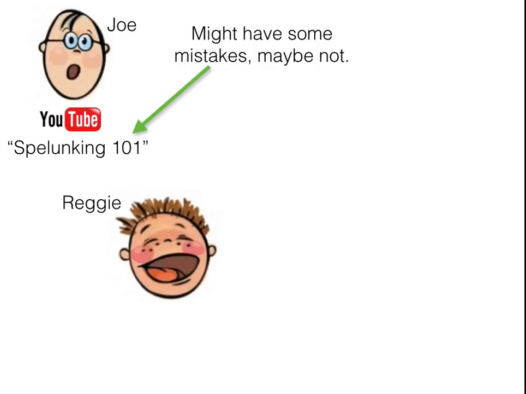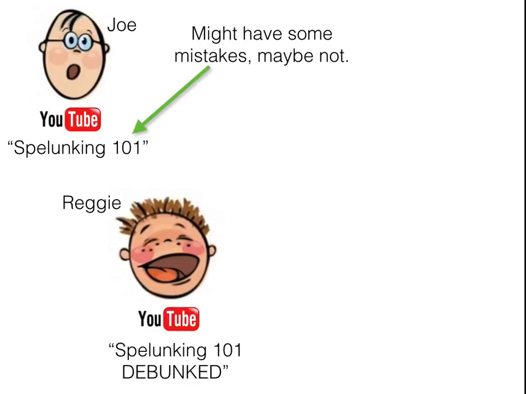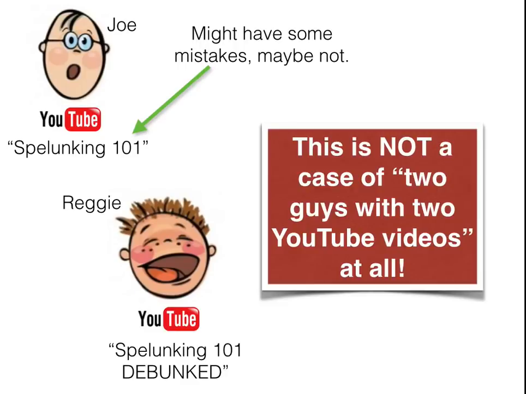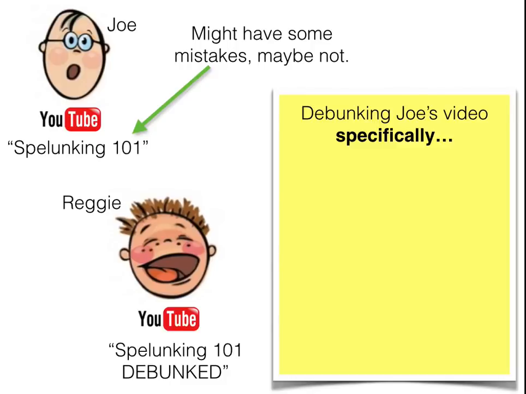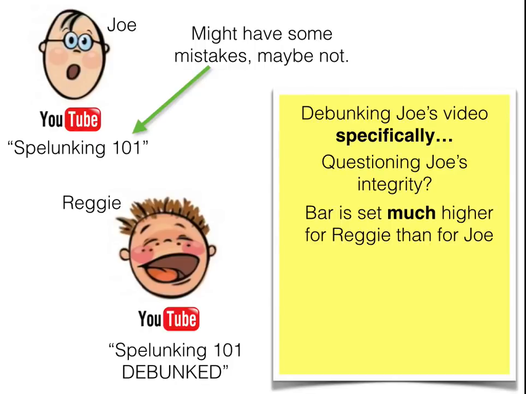Maybe he didn't. But now we've got another guy named Reggie. And he also has a YouTube channel. And he makes a video called Spelunking 101 Debunked. Now, is this just a case of 2 guys and 2 videos? And the answer is no. It is not that at all. Because Reggie is specifically going after Joe, specifically debunking his video, then does that mean he's questioning Joe's integrity? I mean, that is a possibility. If he's going after him like that, maybe he is.